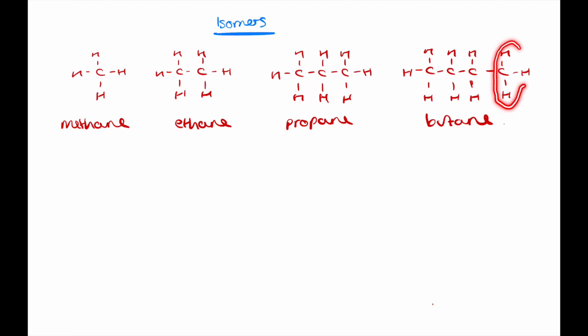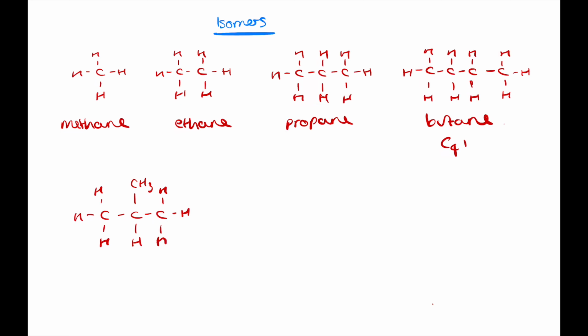Another option is to move this group here and switch it over with one of the hydrogens in the middle. So if I draw that one out now, we've got 3 carbons in a chain, so these first 3 here, but I'm switching this carbon and this hydrogen over, we can have a slightly different structure. It still has the same number of each type of atoms in it. It's still got 4 carbons and 10 hydrogens. So it's still got the same molecular formula, but this time we have a slightly different structure.